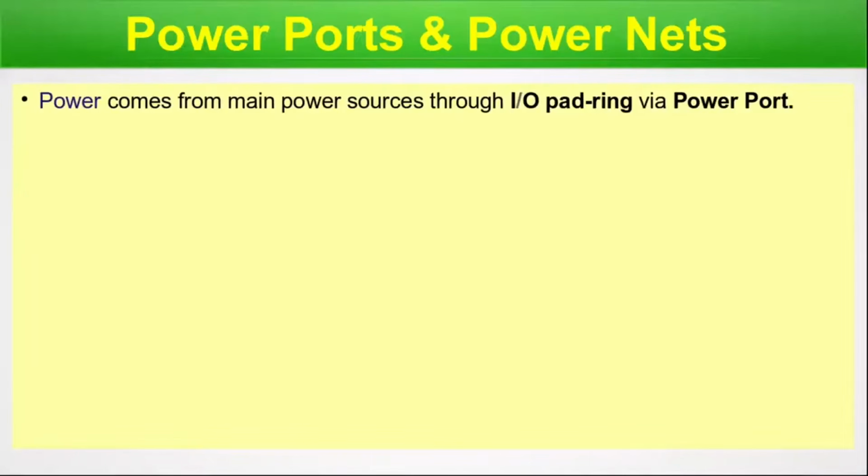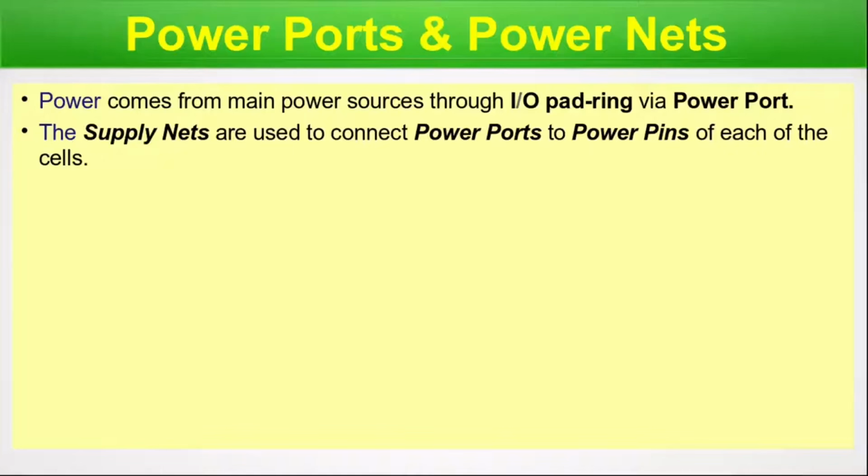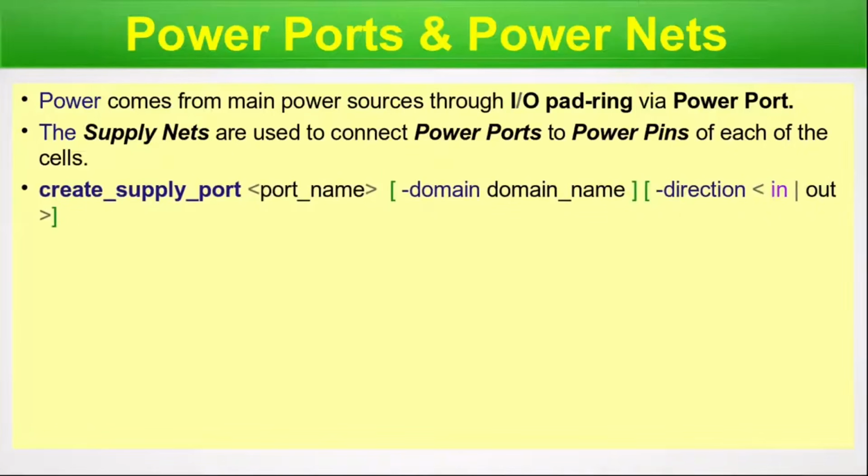Power comes from the main power sources to the IO pad ring, via a power port, and that gets distributed inside the full chip or even down to a block. The supply nets are used to connect power ports to power pins for each of the cells. Each cell has its power pin, and the power ports and the power pins are connected to the supply net. Create supply port command. This is basically a command, and the following arguments are port name, domain name, then direction, in and out. So a port can carry power inside or it can come out.